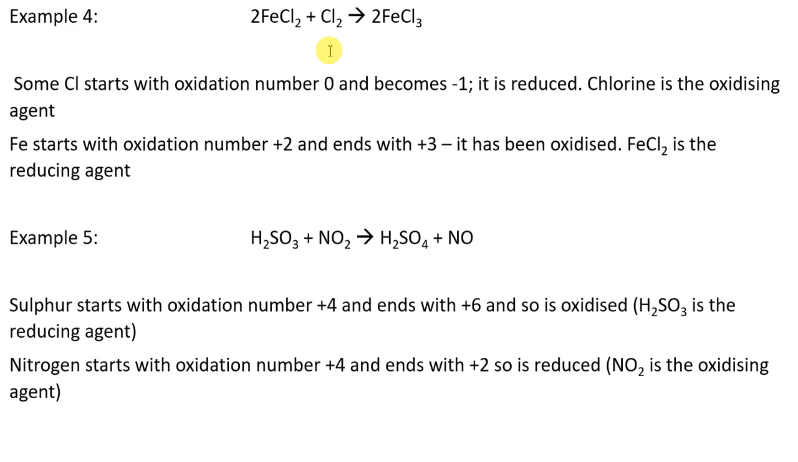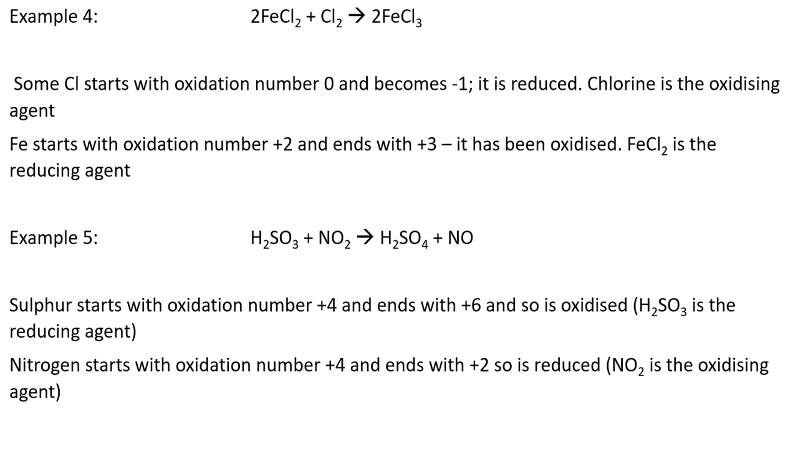Next example. Cl2 is involved as an element, it's redox. Cl starts with oxidation number 0, that's in the element, and becomes -1, combined with Fe. The number's gone down, it's reduced. Means that chlorine is the oxidizing agent. Fe starts with oxidation number +2, combined with 2 Cl- anions, and it ends with +3. It's been oxidized. FeCl2 is the reducing agent.